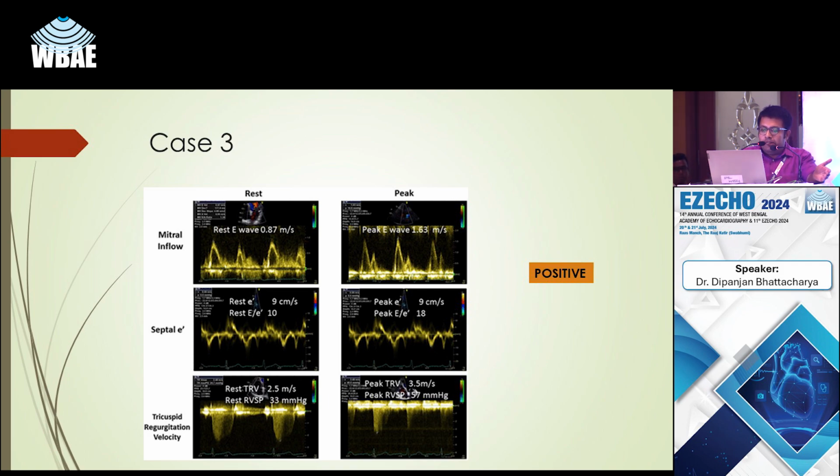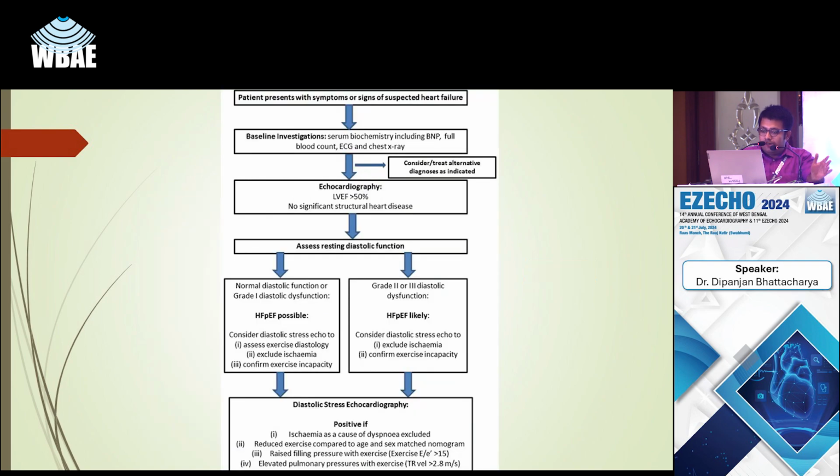At rest, the E wave is 0.6, E prime is 4, rest E by E prime is 14, RVSP is 27, and TR velocity is 2.2. Post exercise, we see that E has gone up significantly, to 1.2. E prime has not increased that much. So E by E prime post exercise is 17, and peak TR velocity post exercise is 2.9. So 2 are positive. So this is a positive stress test.